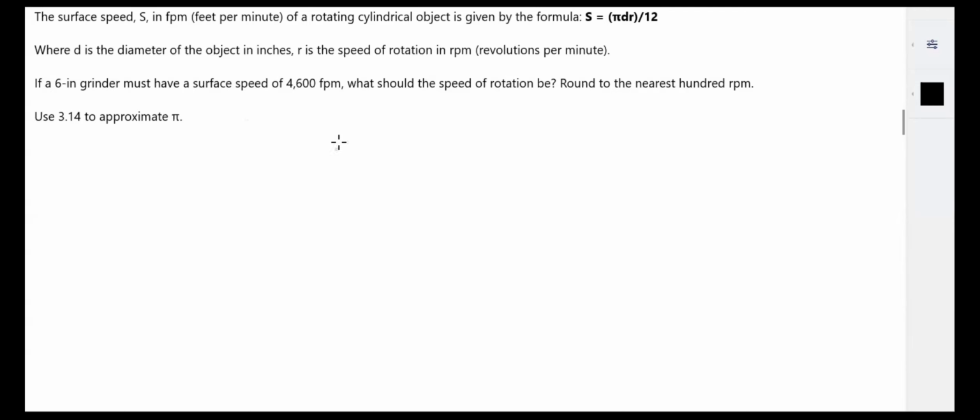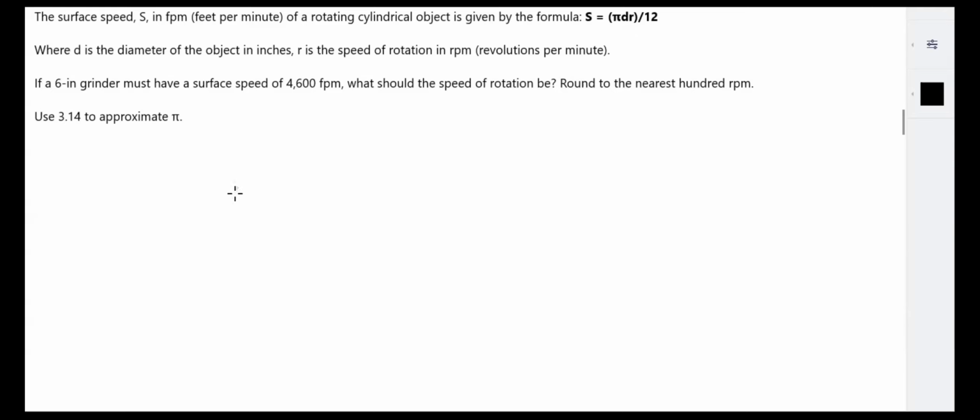So the question we have here is: the surface speed S in FPM, feet per minute, of a rotating cylindrical object is given by the formula S equals pi d r divided by 12, where d is the diameter of the object in inches, r is the speed of rotation in RPM, revolutions per minute. If a 6-inch grinder must have a surface speed of 4,600 fpm, what should the speed of rotation be? Round to the nearest 100 rpm and use 3.14 to approximate pi.